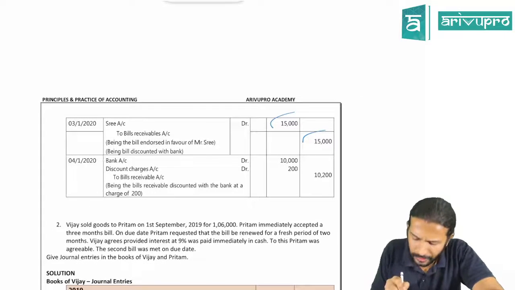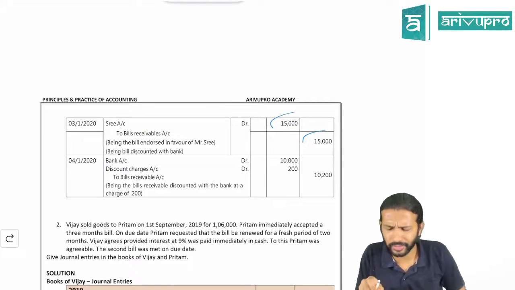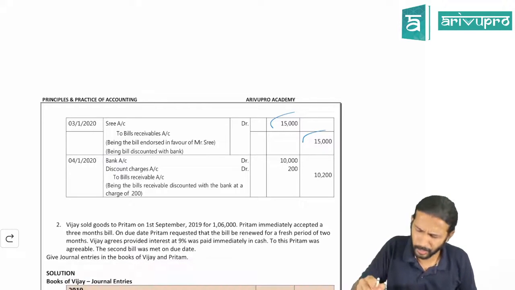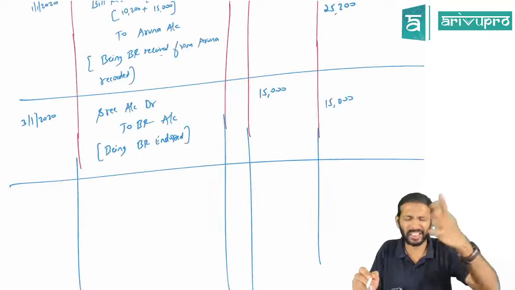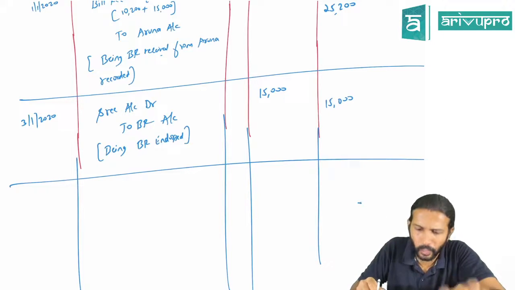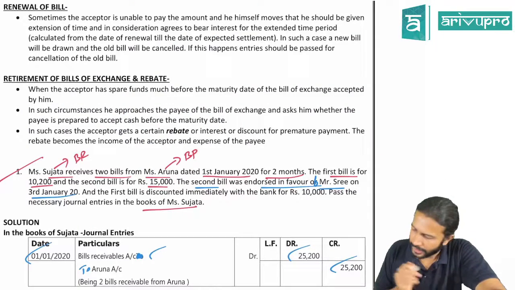In examination, don't write short forms. Class work it is fine. In examination, write the full thing. Bill receivable is okay, acceptable. Alright, but my suggestion is to write it in full, which is better. Okay. Alright, next scenario, sir.